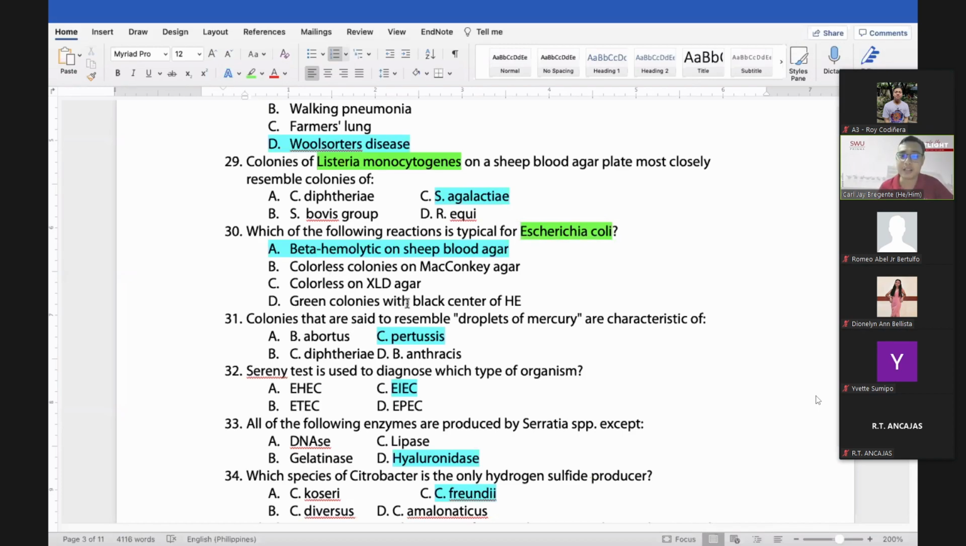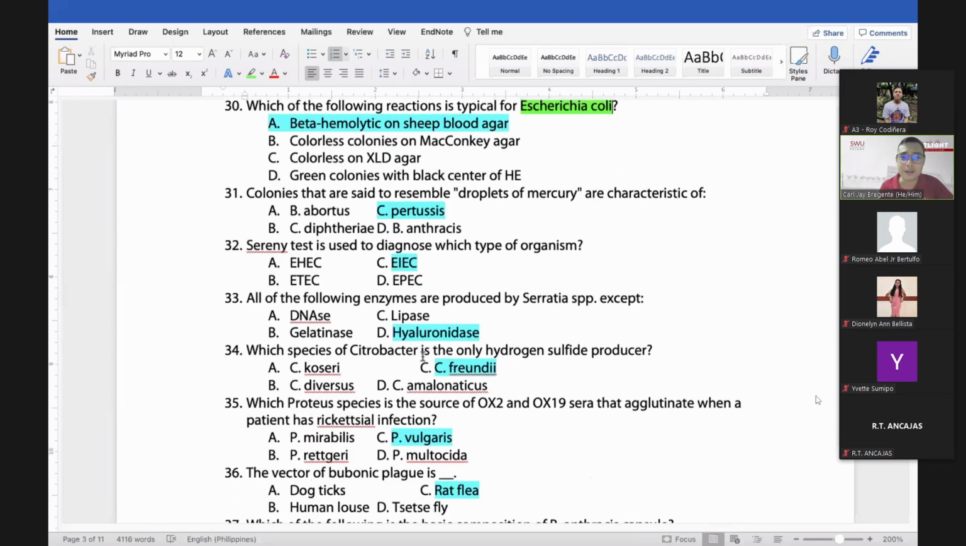Letter D is ruled out because of the words black center. E. coli never produces hydrogen sulfide. Okay? E. coli on Hektoen enteric agar may appear as colored colonies but never with a black center. Black center is usually associated with Salmonella species. So, what is left is letter A, which is beta hemolytic colonies on a sheep's blood agar plate.